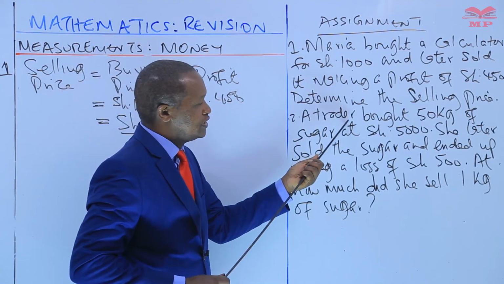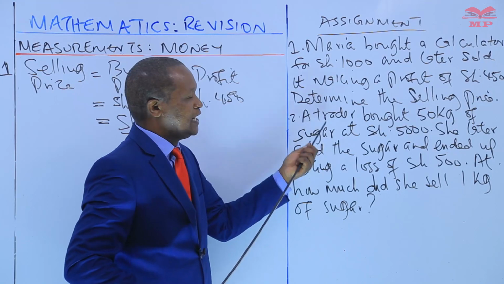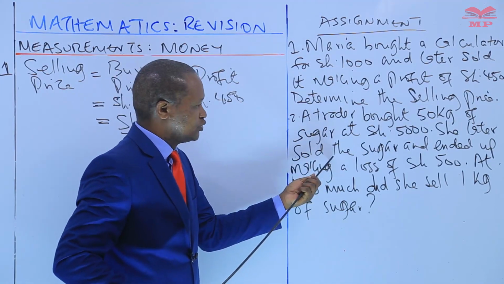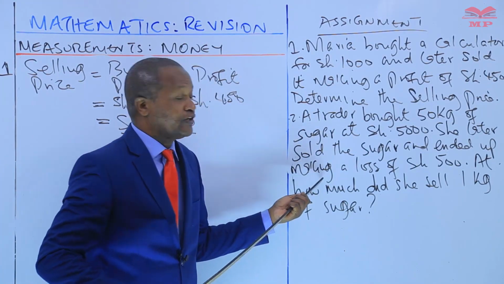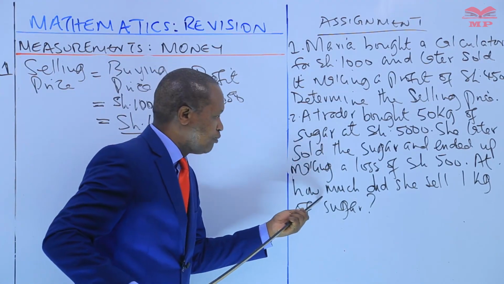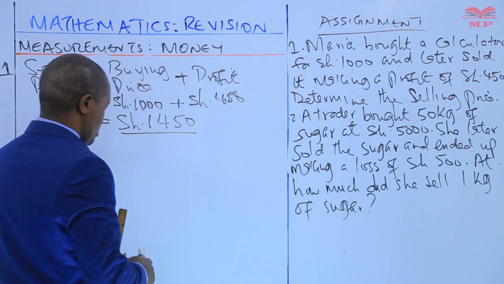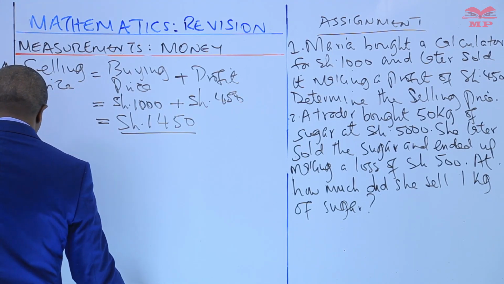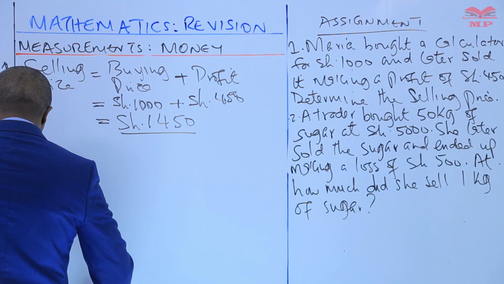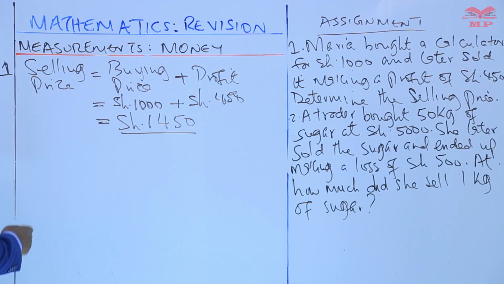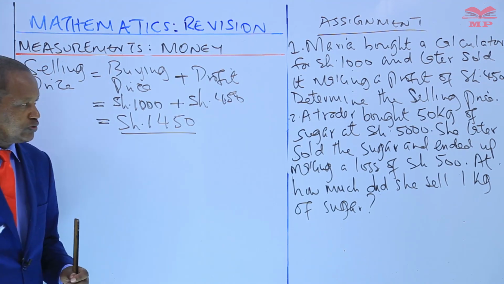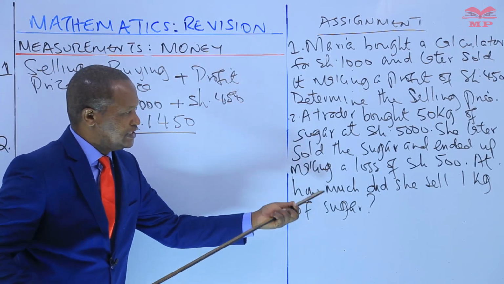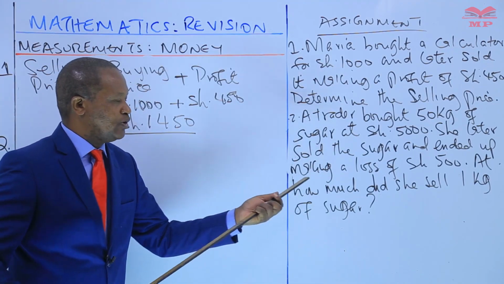A trader bought 50 kilograms of sugar at 5,000 shillings. She later sold the sugar and ended up making a loss of 500 shillings. At how much did she sell 1 kilogram of sugar? This is question number 2. So what is the question? At how much did she sell 1 kilogram of sugar?